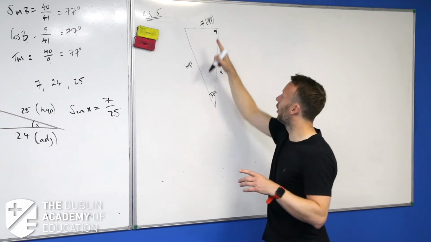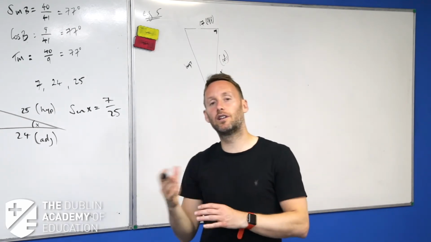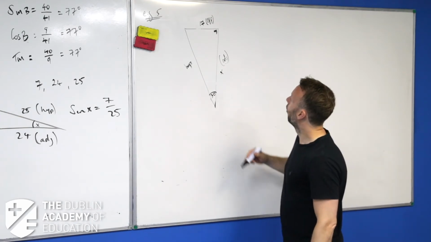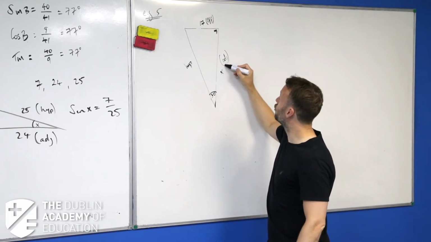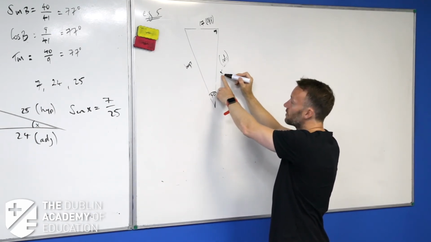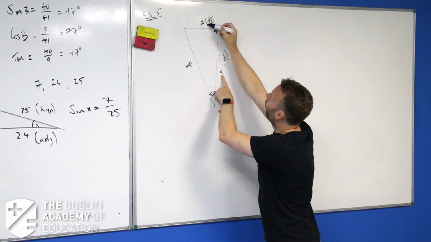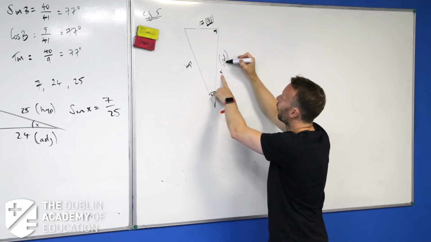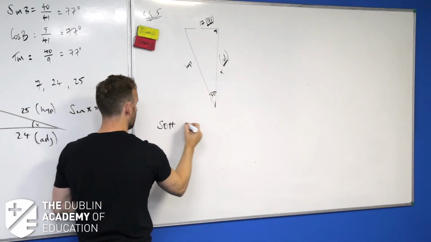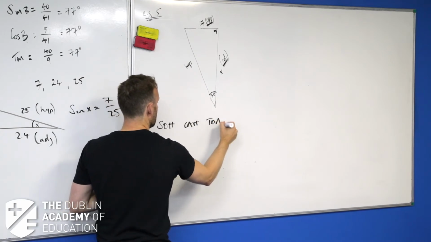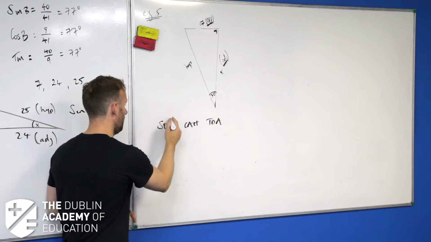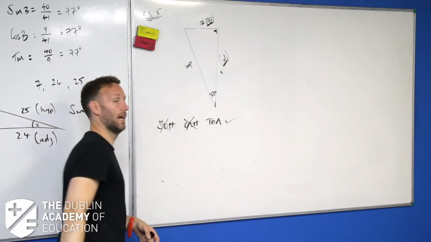Now remember, the two sides that we're working with will determine what trig function we use. So, what are we working with? Well, we want to find the adjacent, we want to find x. I need to be clear on this. We want to find the adjacent, we want to find x, and we're told what the opposite is. So we're working with the adjacent and the opposite. Which one is it? It's not sine, it's not cosine, it is tan.